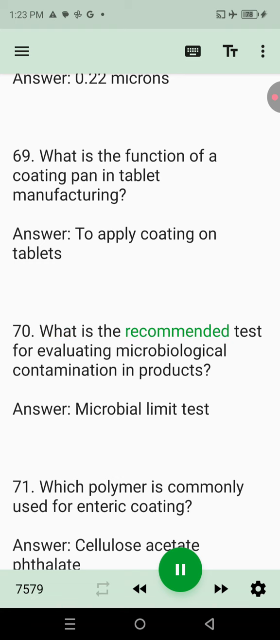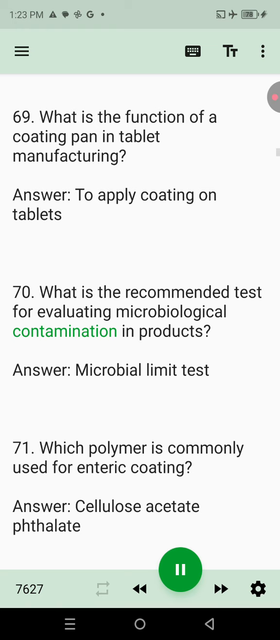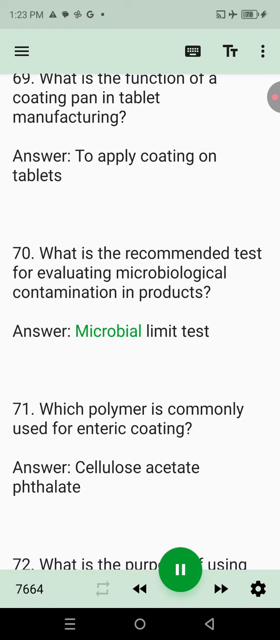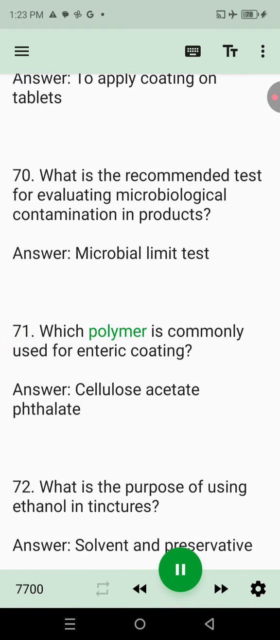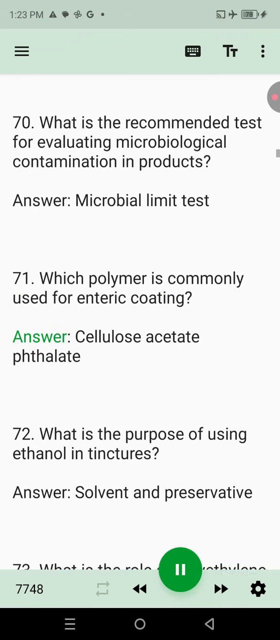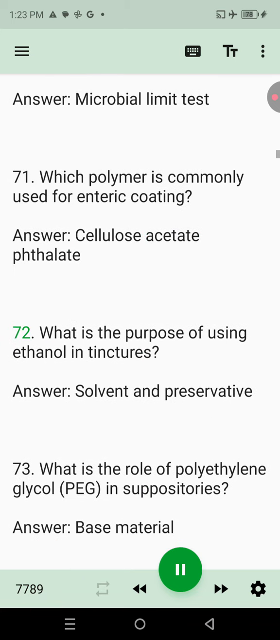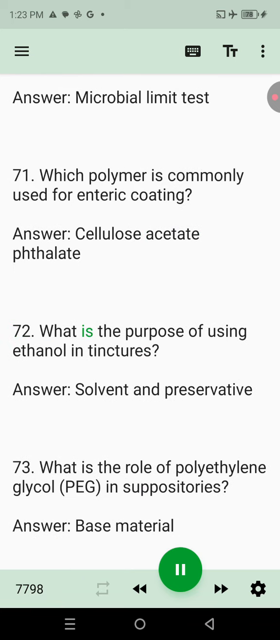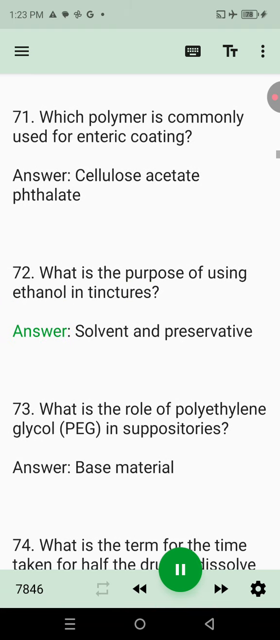70. What is the recommended test for evaluating microbiological contamination in products? Answer: microbial limit test. 71. Which polymer is commonly used for enteric coating? Answer: cellulose acetate phthalate. 72. What is the purpose of using ethanol in tinctures? Answer: solvent and preservative.